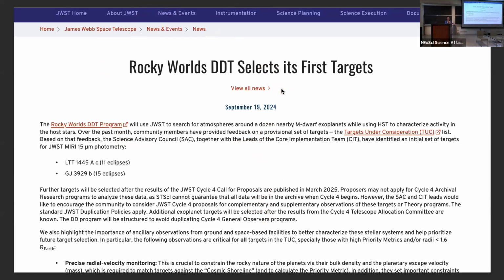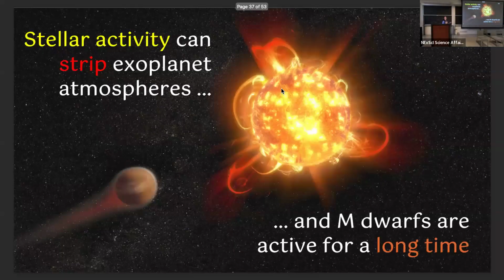And it might be that these planets don't have atmospheres, but this project is an archival legacy survey in order to answer that question, similar to how the Hubble Deep Field was a legacy survey that was meant to bring about a lot of exciting new science. So why might these terrestrial M dwarf planets not have atmospheres? Well, of course, stellar activity can strip planetary atmospheres. And as we've already heard today, M dwarfs are active for a really long time.